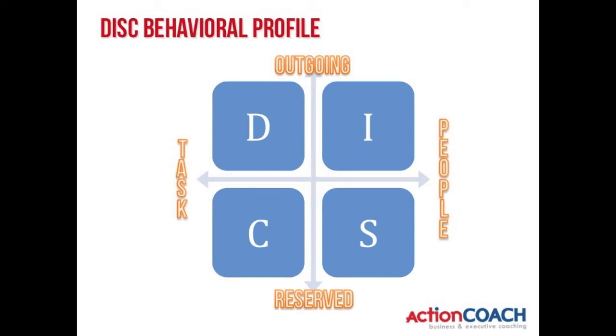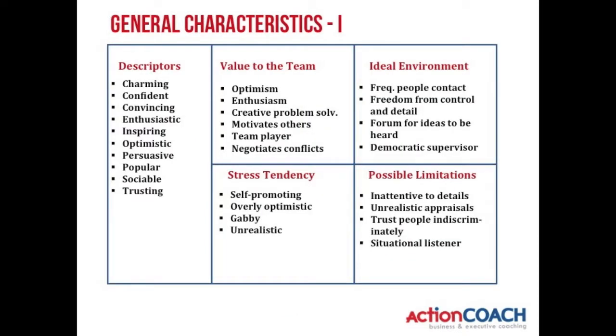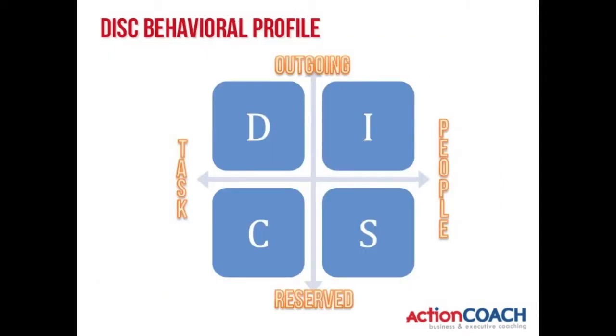On the outgoing and people-oriented side, we have what we call the Is. The Is are lively, outgoing, life of the party, influential, intimate with a lot of people, and they're very interpersonal. They're great usually in the social types of positions: public relations, sales, customer service, things like that. People who love people.